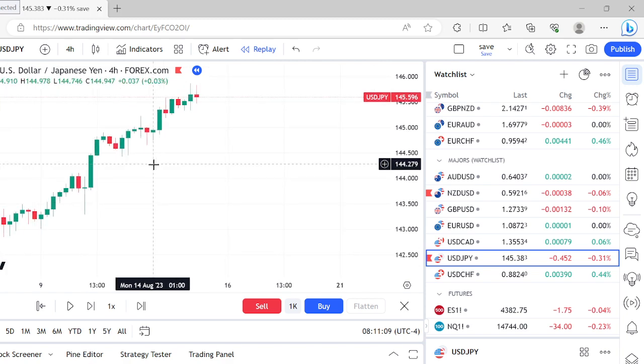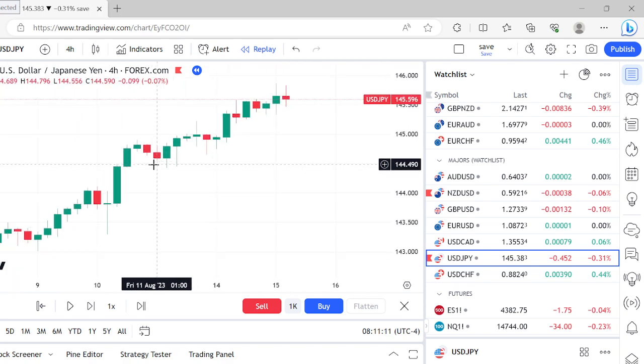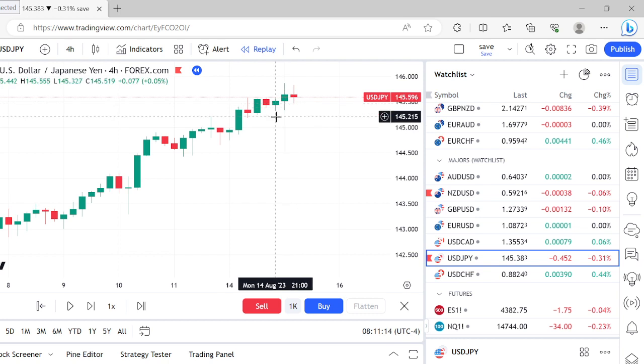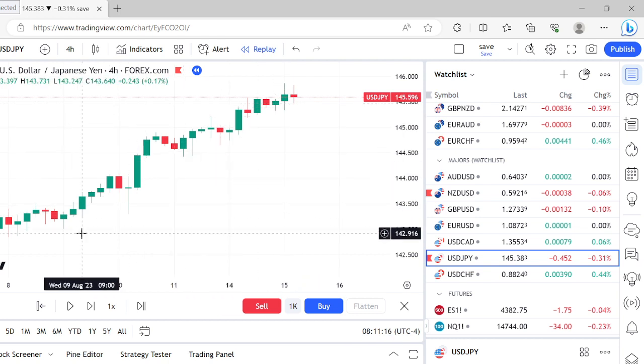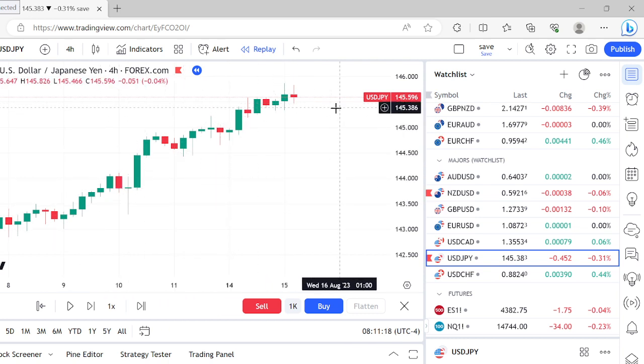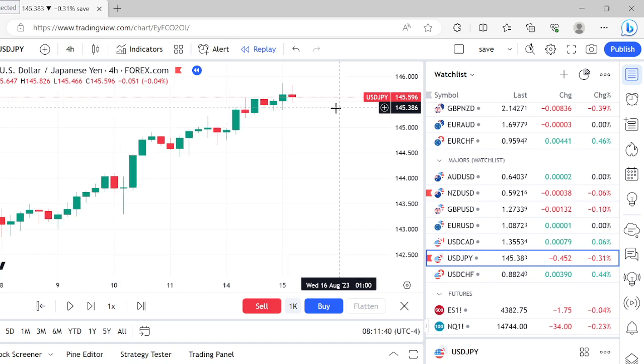So with this example on USD/JPY right here, see how we're consistently putting in higher lows, higher low, higher low, higher low. That means it's operating within a bullish market structure. For any of you that don't quite understand market structure, I have an entire playlist on it, and I'm going to leave a link in the video description. You can watch that after this video. In this case with USD/JPY, the market structure is 100% bullish.